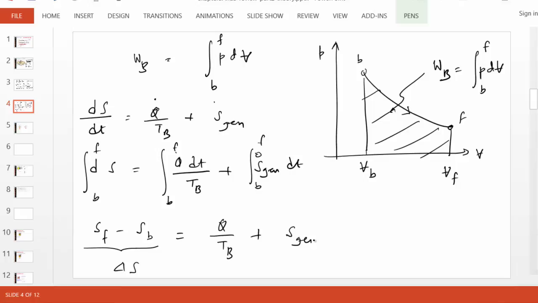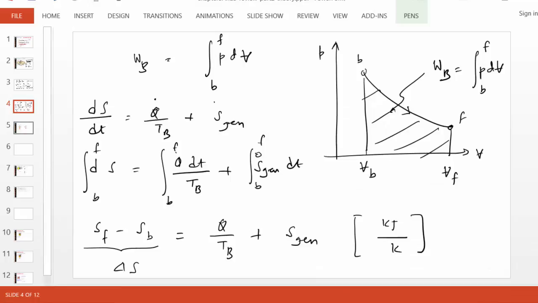So the rate goes away. This is the total entropy generation. And the unit will be kilojoule per Kelvin, since Q has the unit of kilojoule. So this is our entropy equation. And we have already derived the energy equation, and the mass equation is very trivial. Mass remains constant.